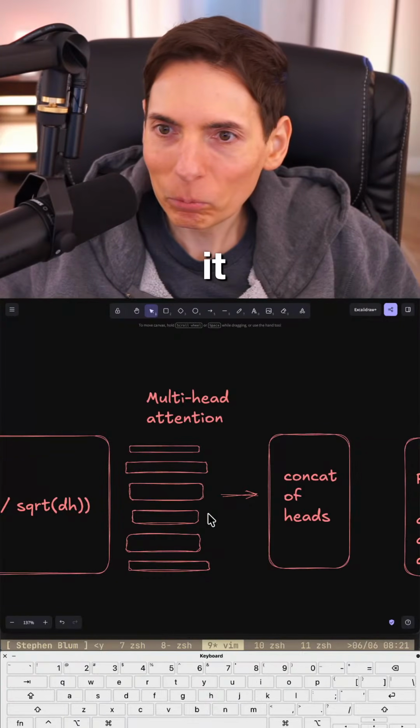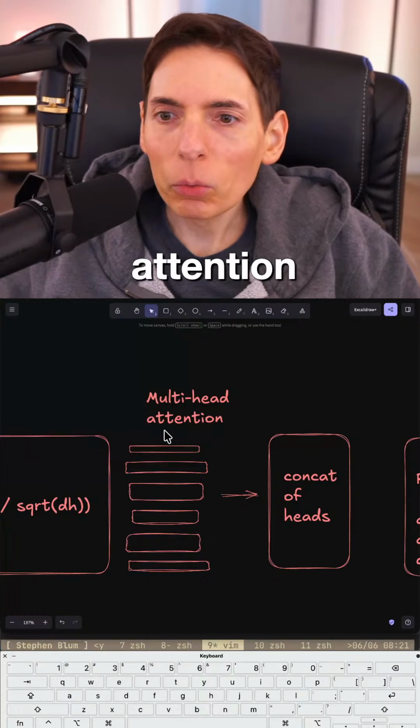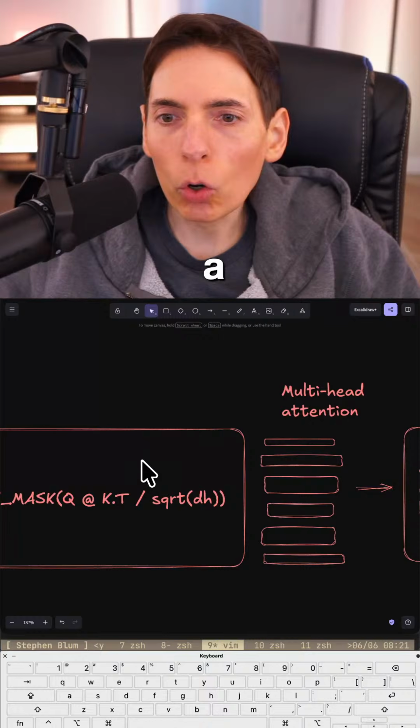I'm really liking it. Multi-headed attention, which is basically doing this a whole bunch of times if you have multiple heads.